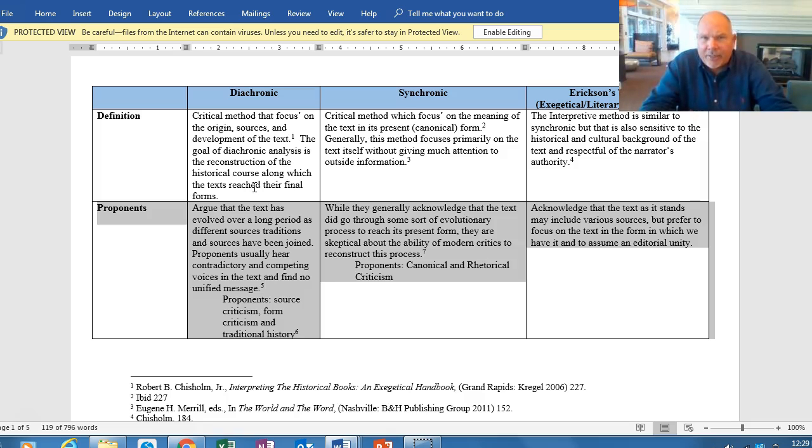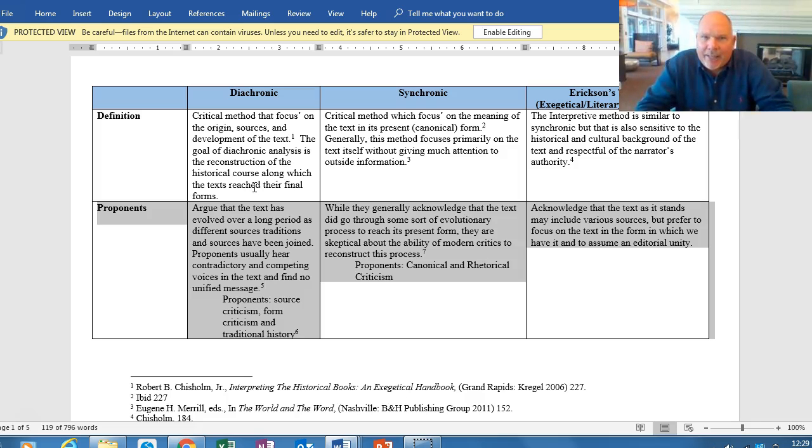Then synchronic says, I don't really care how it was formed. I am going to analyze what is before me, and what is before me is the canonical form of the Bible. So it's a critical method which focuses on the meaning of the text in its present canonical form. Generally, this method focuses primarily on the text itself without giving much attention to outside information.